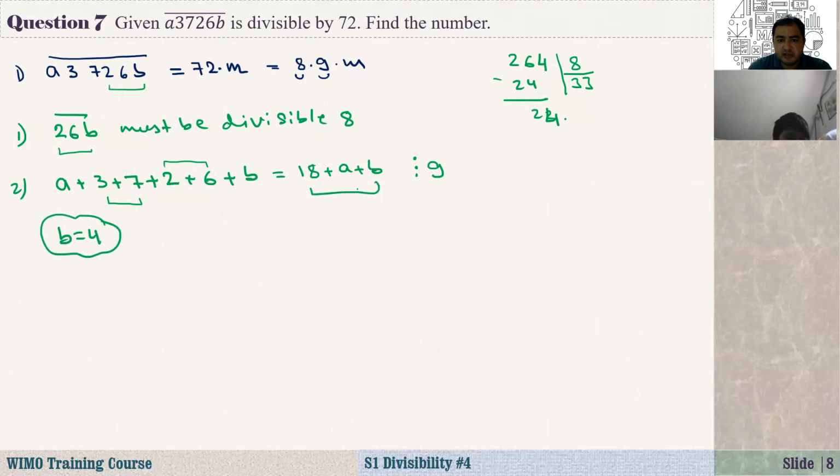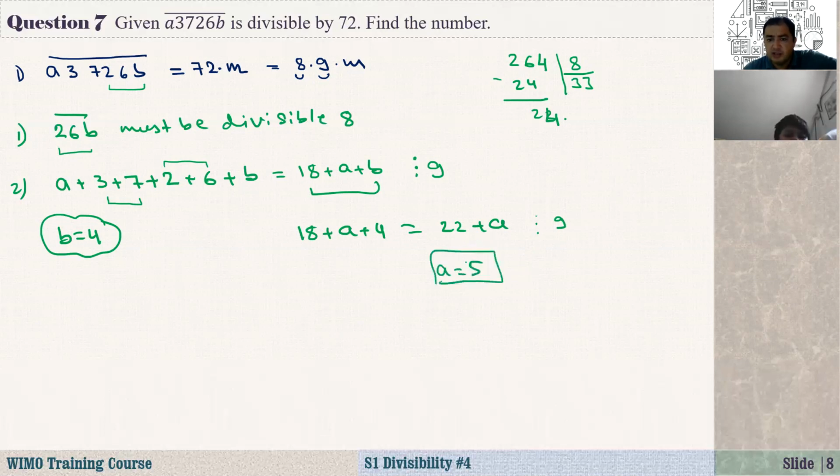Now, if you substitute into here, we have 18 plus A plus 4, which is equal to 22 plus A. Now, this should be divisible by 9. So immediately we know the first number divisible by 9 which is greater than 22 is 27, which means that this A must be equal to 5, right? If you substitute here, 22 plus 5 is 27, and 27 is divisible by 9. So now we got the answers. A must be 5 and B must be 4 for the given number to be divisible by 72.